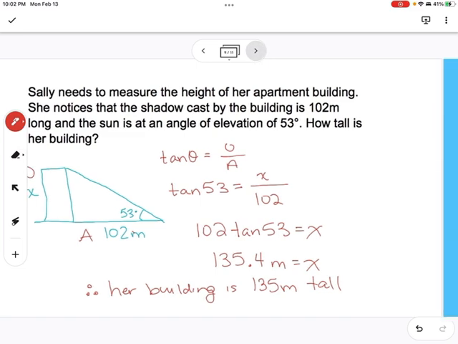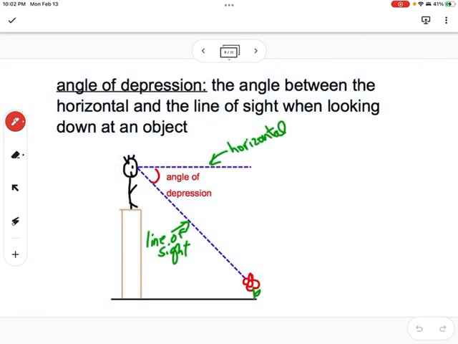Okay, so that's using our angle of elevation, and we can also have an angle of depression. So this is going down from the horizontal instead of going up from the horizontal. So again, we have a person, we have the horizontal, and where they are looking to. So between the horizontal and where they're looking to, going down, that is the angle of depression.